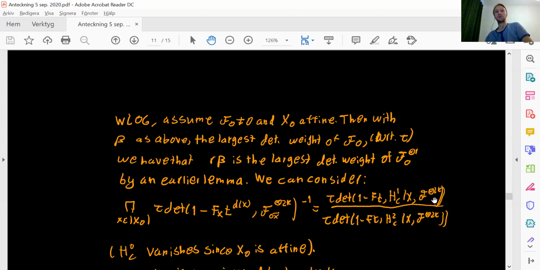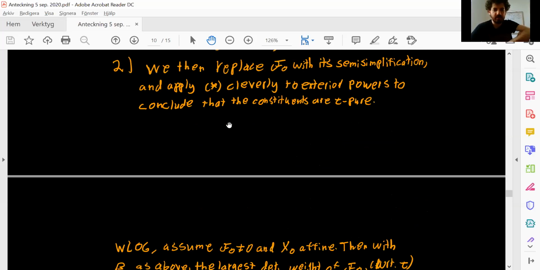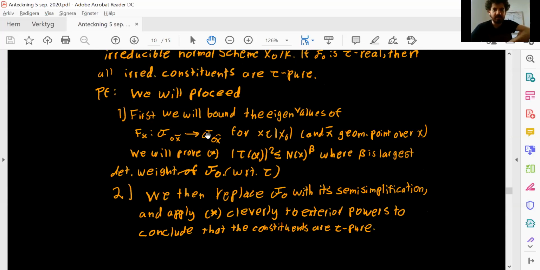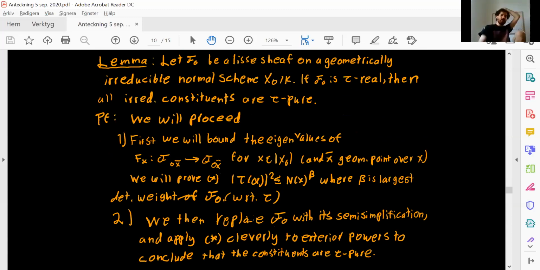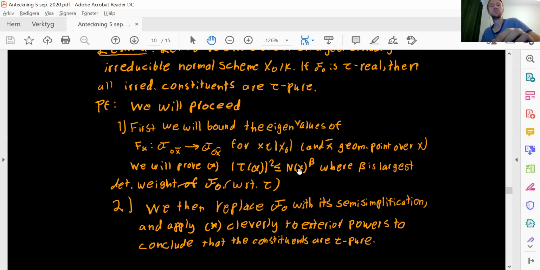So before I go on, I want to ask, is what I've said so far clear? I want to prove a certain inequality, and I assume that X0 is affine and that F0 is not equal to 0. Can you remind me for a second what statement we are first proving right now? That over a curve, F0 is a tau-real sheaf, and the first statement is that we bound the eigenvalues by beta. Okay. Yes, we bound the eigenvalues by this. That's the largest determinant weight. Yes, this is what we want to do.